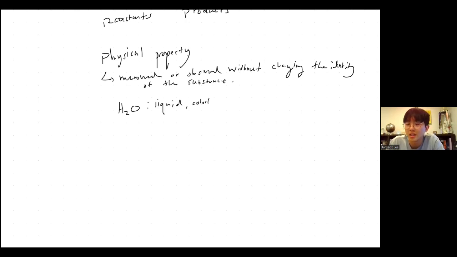Let's see. It's a boiling point of 100 degrees Celsius, things like that. It's measured or observed without changing the actual identity of the substance. You might think... let's move on. I was going to give an example, but I'm running out of time a little.